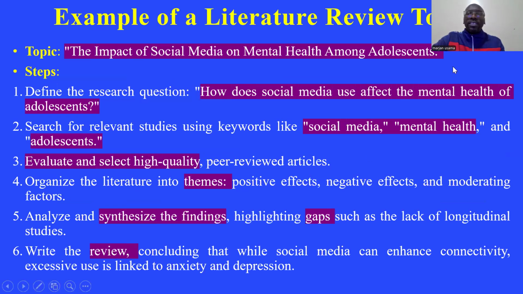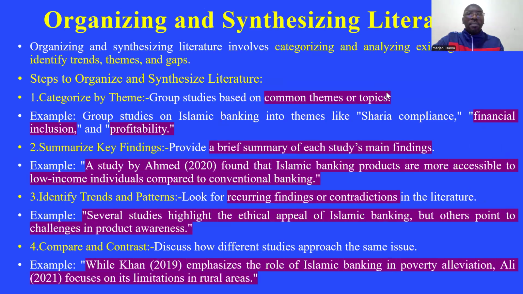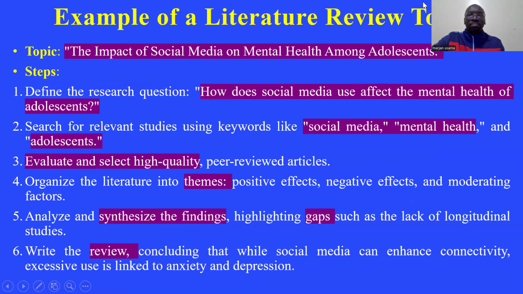Now, this is an example of literature review. The topic is the impact of social media on mental health among adolescents. So if this is your topic, then how will you go about the literature review? So number one, you have to define the research question. So this is the research topic. Now from this research topic, what is the research question? How does social media use affect the mental health of adolescents? Now, that is your research question.